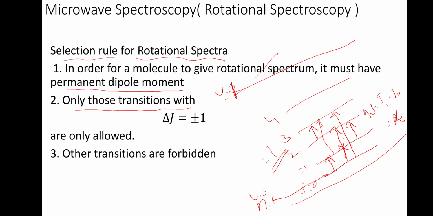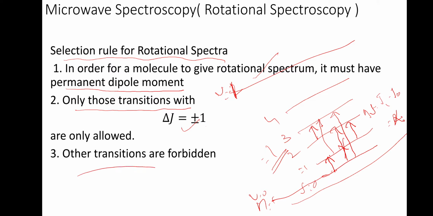So it can only go to the next nearest higher level. 0 to 1, 1 to 2, 2 to 3, 3 to 4. 0 to 2 or 0 to 3 or 0 to 4 is not possible. Similarly, 1 to 3, 1 to 4 is not possible. 2 to 3 is possible. 2 to 4 is not possible. So that is the selection rule.